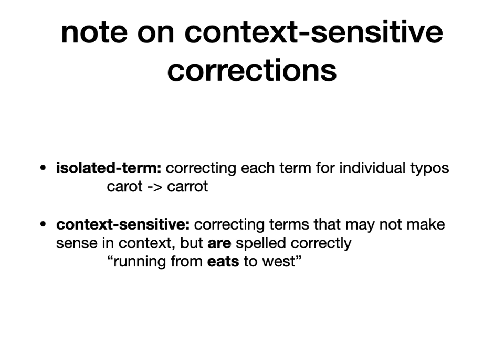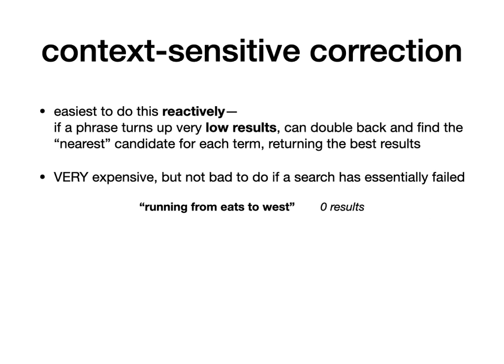But there are times when somebody has spelled a word correctly, but it's bad in context. So running from eats to west, we could tell immediately that that's stupid. That's not a meaningful search, right? This would be a context-sensitive correction. So this would be, again, very reactive. You would want to use this very reactively, and you would only use it on phrases, right?